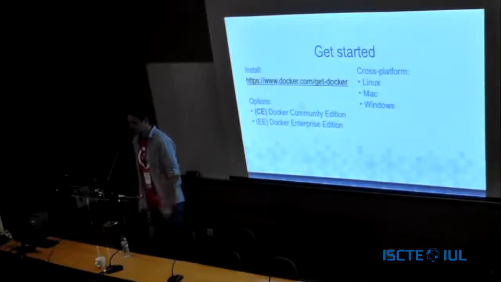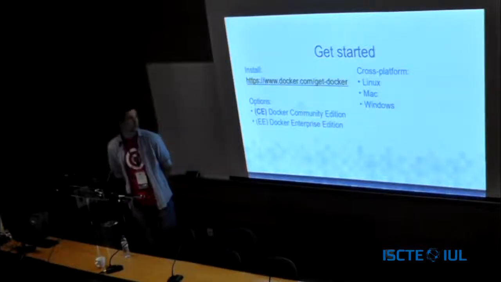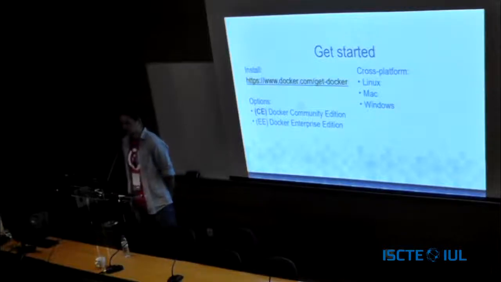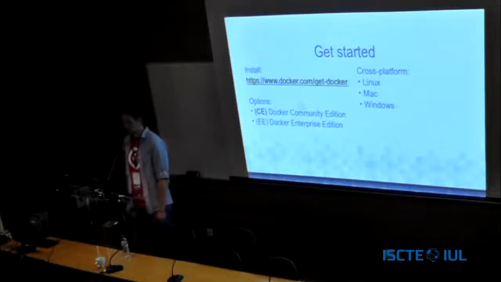So when you get started with Docker, you need to first install it. You do it by visiting docker.com, get Docker, and you have two options there. One is Docker Community Edition, one is Docker Enterprise Edition. What is interesting for us is obviously Community Edition. It's an open source version of Docker, and it's cross-platform. By this I mean it's supported by Linux, Mac, and Windows.